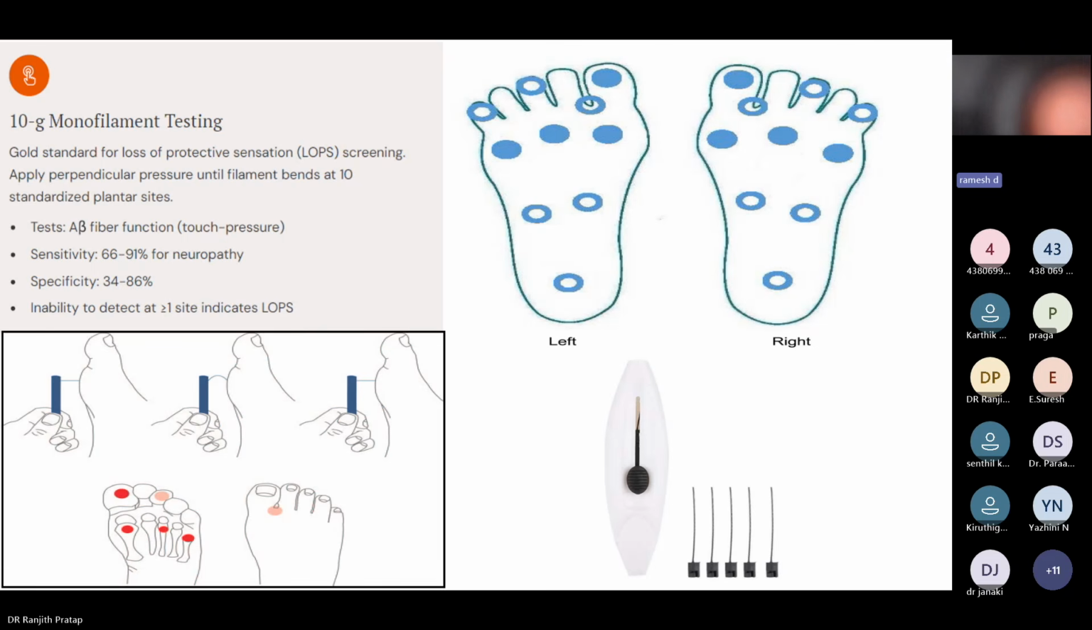With the 10-gram monofilament, we have to apply pressure. We make the filament buckle and ask the patient whether they are feeling the pressure or not. If they are feeling the pressure, we take it as a positive sensation. If they are unable to detect it at any site, it indicates loss of protective sensation.